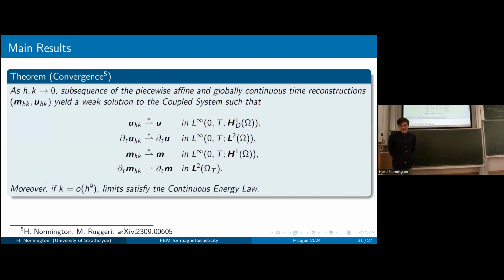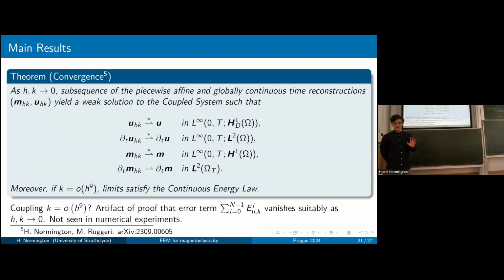The problem is, if you want the continuous energy law back, you're going to have to satisfy this very nasty CFL condition, which is that the time step should scale like H to the 9, which is completely ridiculous. However, this problem appears to be part of our analysis. It's not something we actually notice in any numerical experiments.